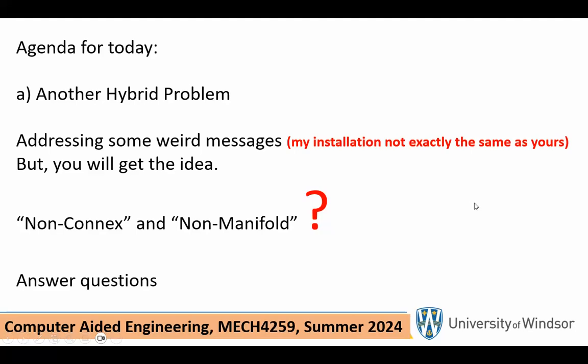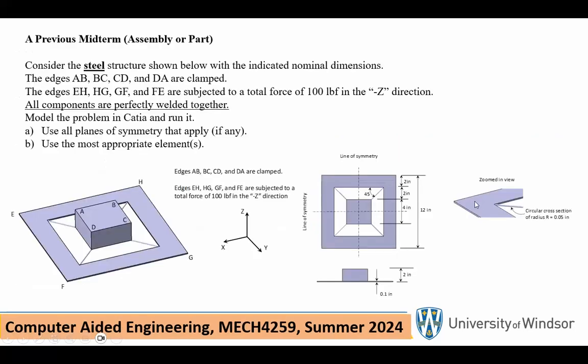Okay. So here's the situation. I want to solve this problem. As soon as you see this, you should realize that it has to be done as a hybrid problem. In other words, this middle piece should be done with solid elements. This connection here, these four, should be done with beam elements. And of course, what you see on the outside, this EFGH, with the shell elements.